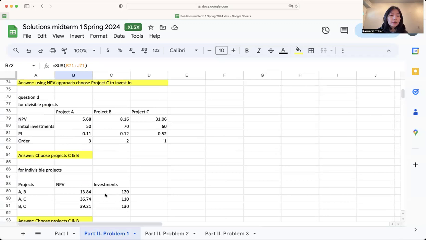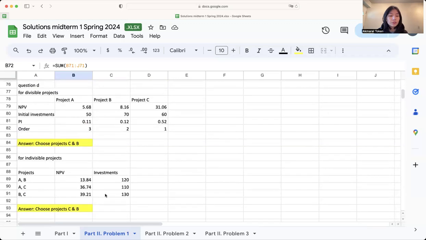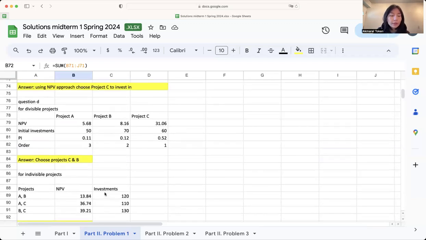And the last task was to calculate the profitability index, and also choose projects, assuming that projects are indivisible, which means that the profitability index is not applicable. So in the first case, when projects are divisible, you can calculate NPVs and initial investments separately and then find the profitability index, which is given as NPV divided by initial investments. So NPV is calculated in question C. You just take this number of 5.68 divided by initial investments of 50, which gives us 0.11.